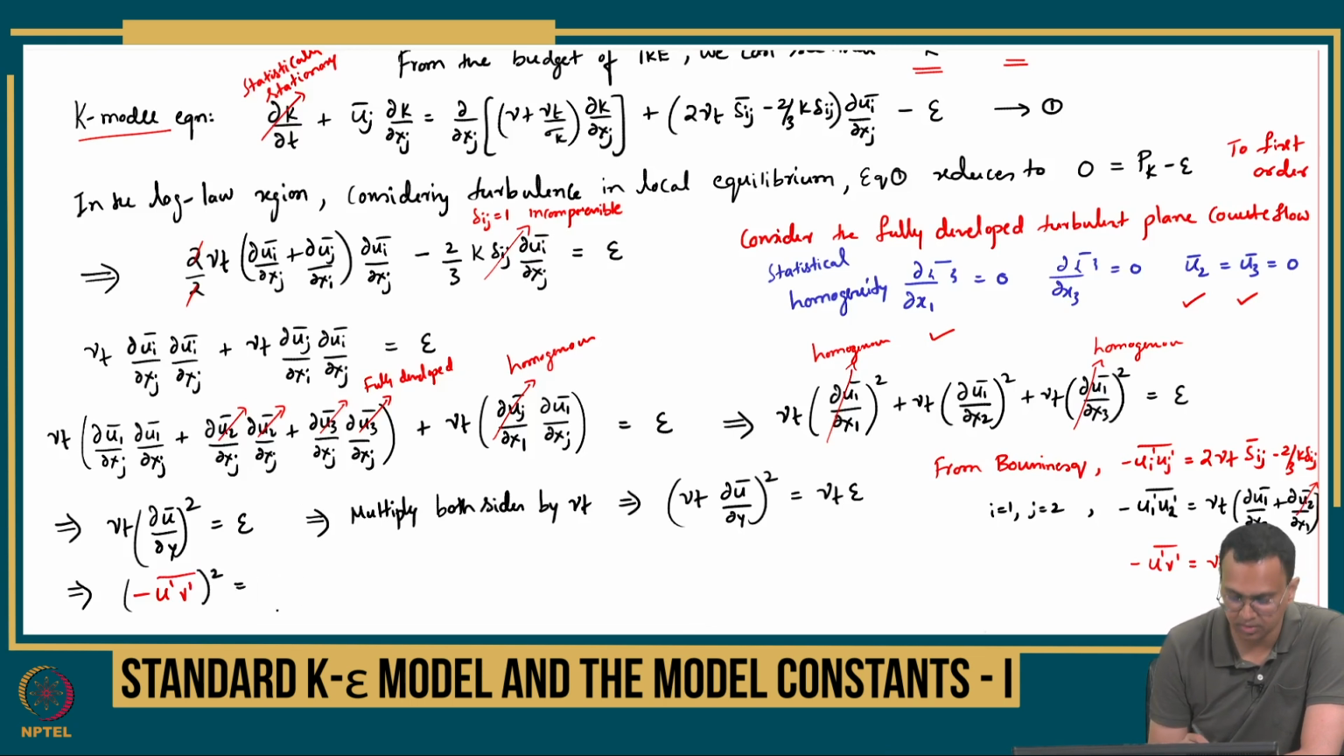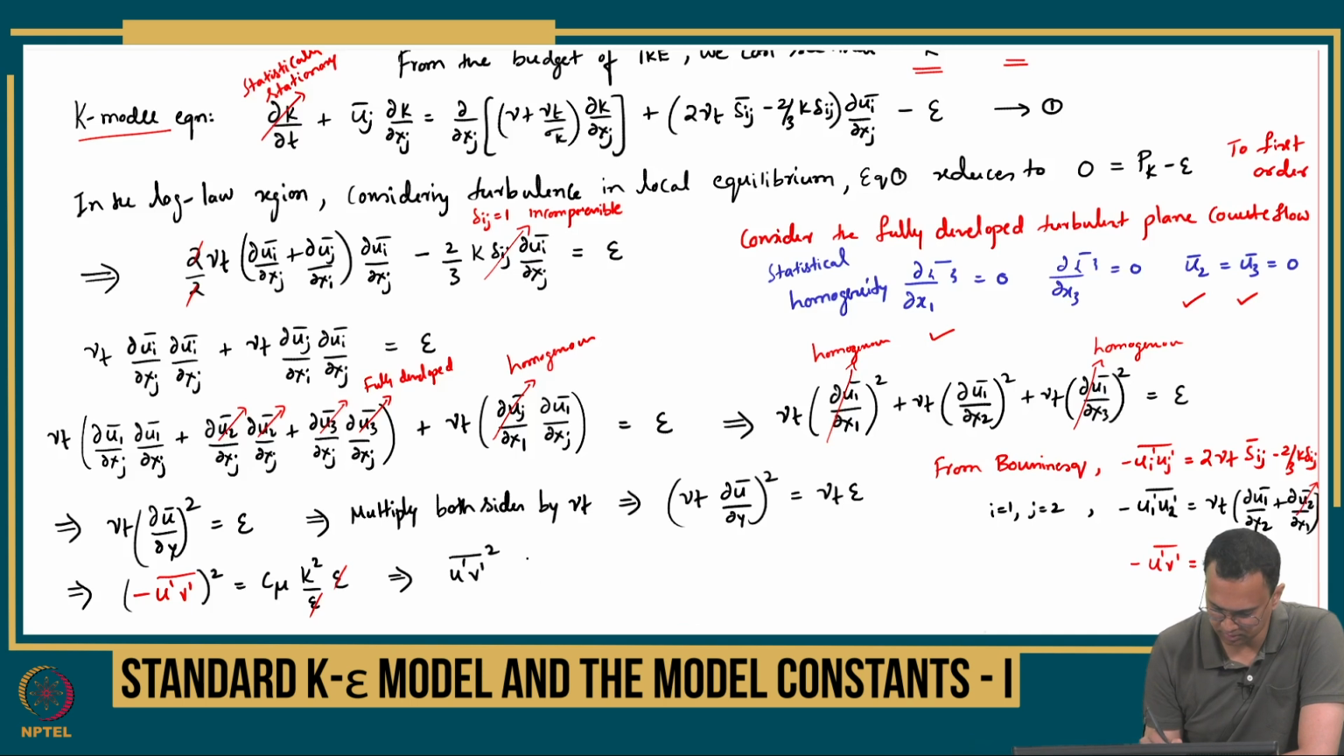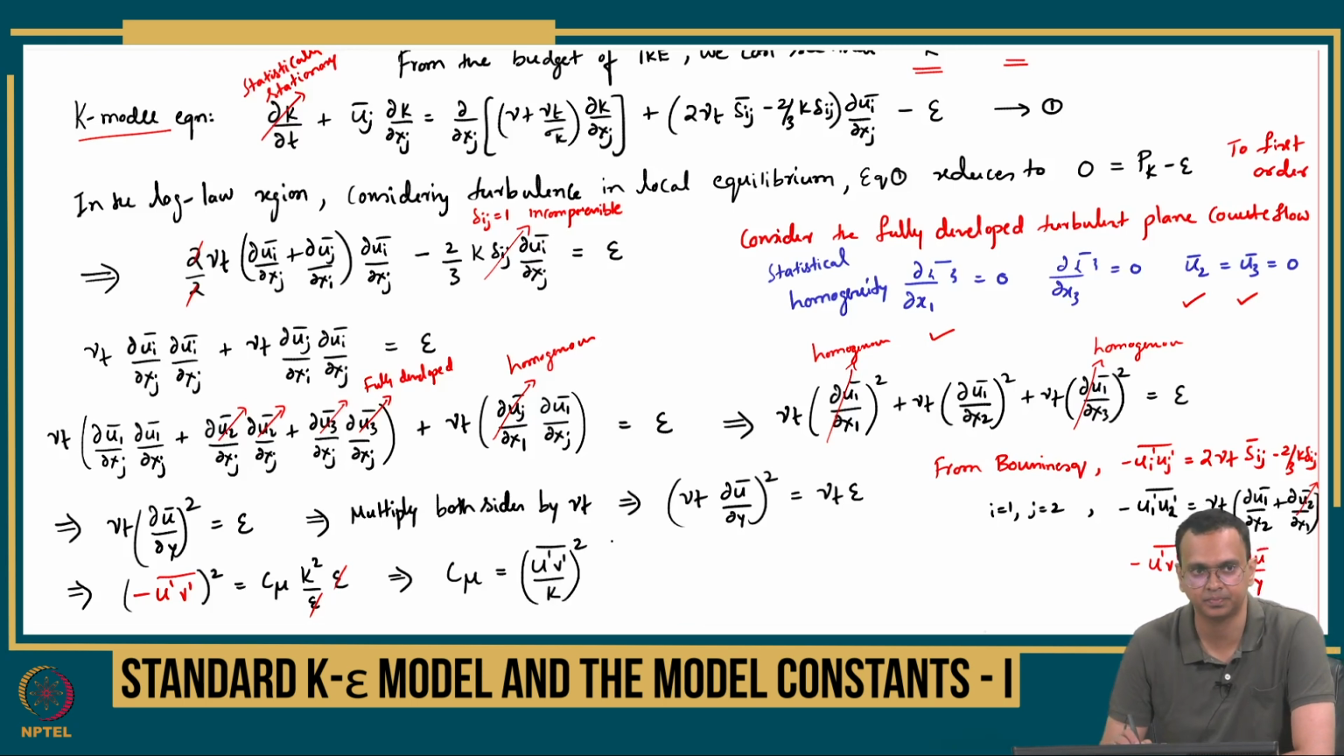But what is nu t? Nu t from the model is c mu k square by epsilon. So with c mu k square by epsilon times epsilon, these two cancel out. So I get u prime v prime squared, or I can write this as c mu equal to the ratio of u prime v prime over bar by k, whole square.